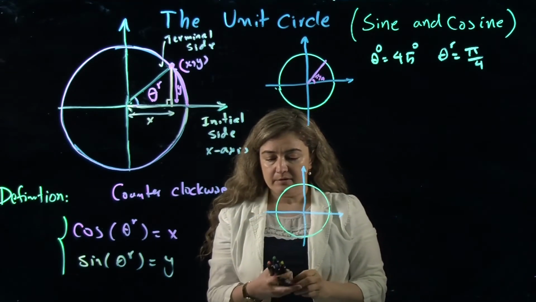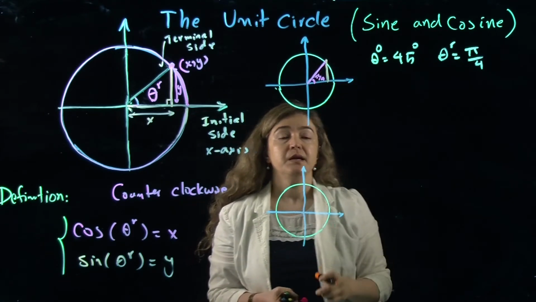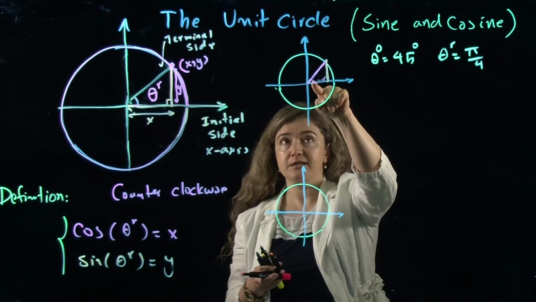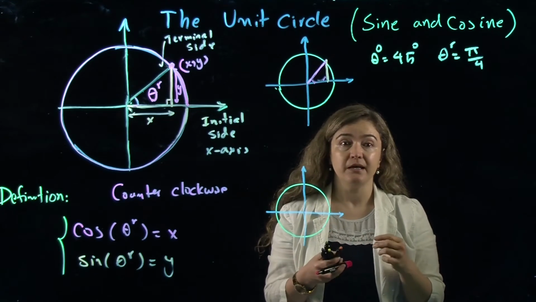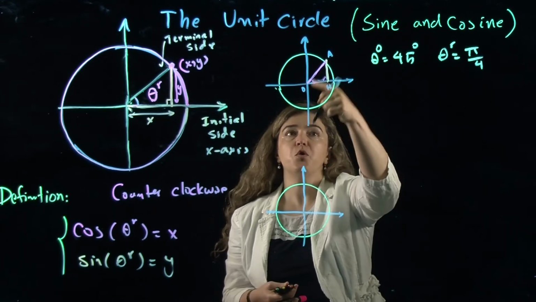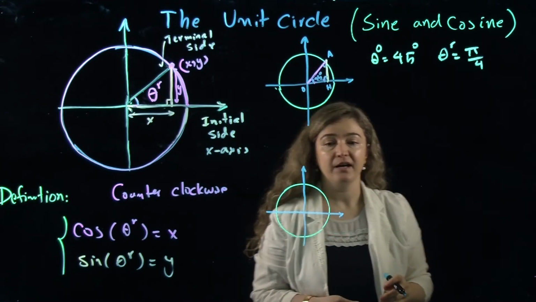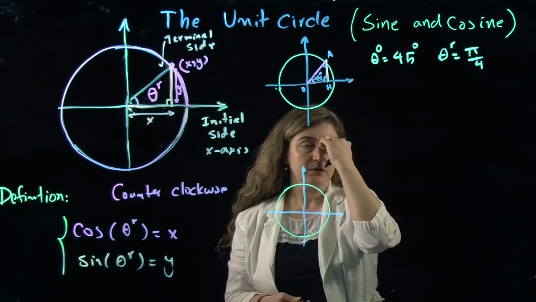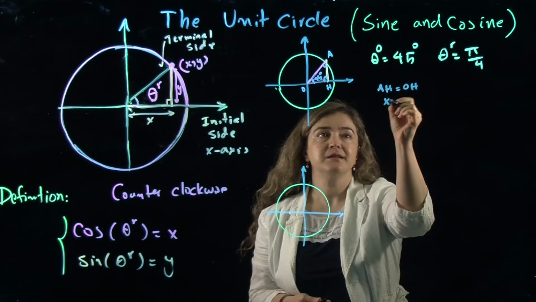Then if I drop a perpendicular to the x-axis, what I observe is that this angle over here is 45 degrees. This angle is going to be 90 degrees. This is a triangle, so let's name this O, and name this A, and name this H. So OAH is a triangle. One of the angles is 45 degrees, the other one is 90 degrees, the third one should be 45 degrees. And this means that AH is equal to OH. That means x is equal to y.